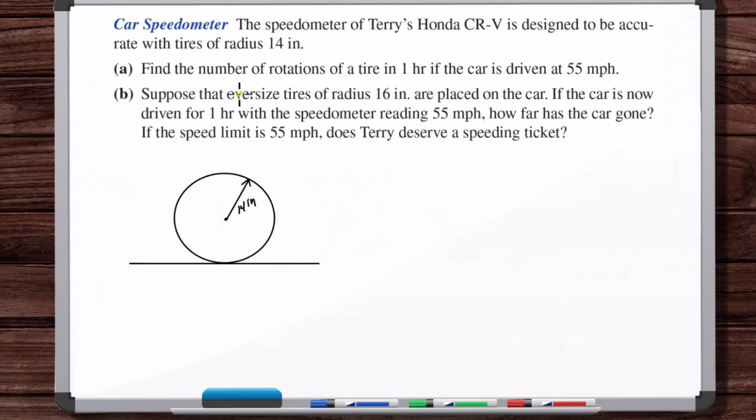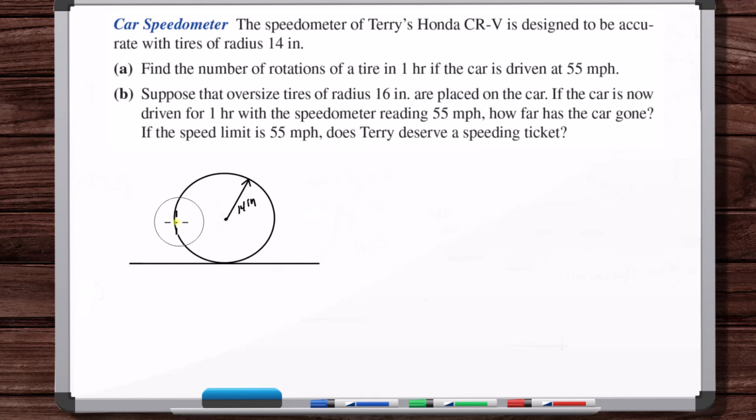Okay, suppose that oversized tires of radius 16 inches are placed on the car. If the car is now driven for 1 hour with the speedometer reading 55 miles per hour, how far has the car gone? If the speed limit is 55 miles per hour, does Terry deserve a speeding ticket? Interesting. So, people get their tires changed to bigger tires. I'm assuming it's protocol when you do that the people who install the tires need to update the speedometer. So here we're assuming that the tires were changed, but the speedometer wasn't updated. So what does that mean?